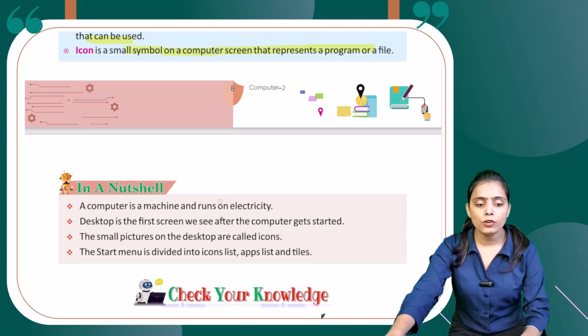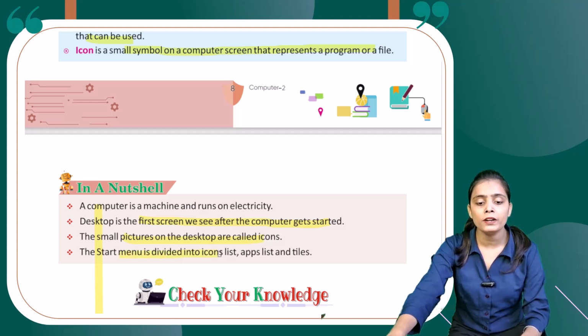Now in a nutshell, a computer is a machine that runs on electricity. It needs electricity to run. Desktop is the first screen we see after the computer gets started, and the small pictures on the desktop are called icons. Very nice. And the start menu is divided into icon list, app list, and tiles. Is it clear? Very nice.